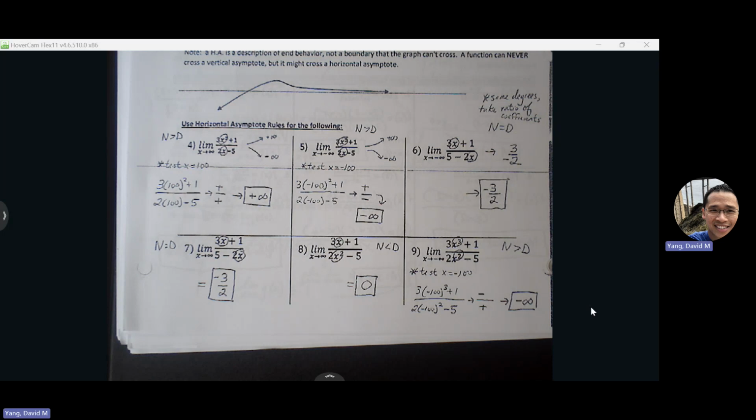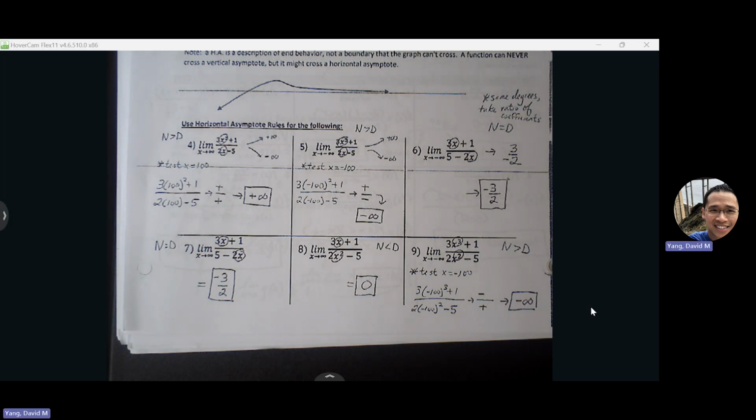Number 5, again, my numerator is higher than my denominator. So again, it's either positive or negative infinity. This time I'm headed left. So I'm going to test negative 100 and see what sign I get. I get positive over a negative. So that's enough for me to say negative infinity.